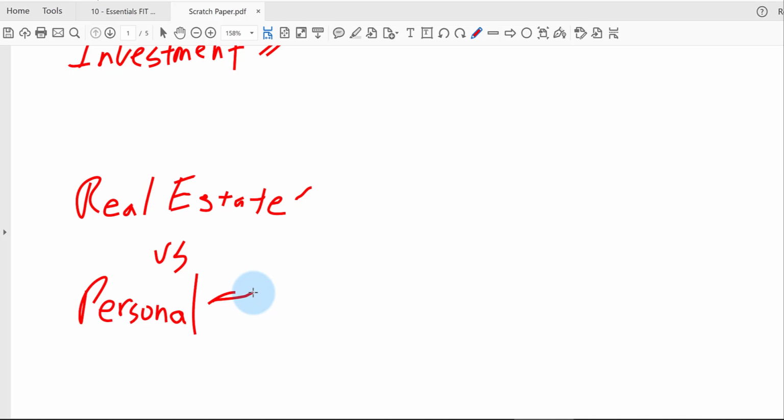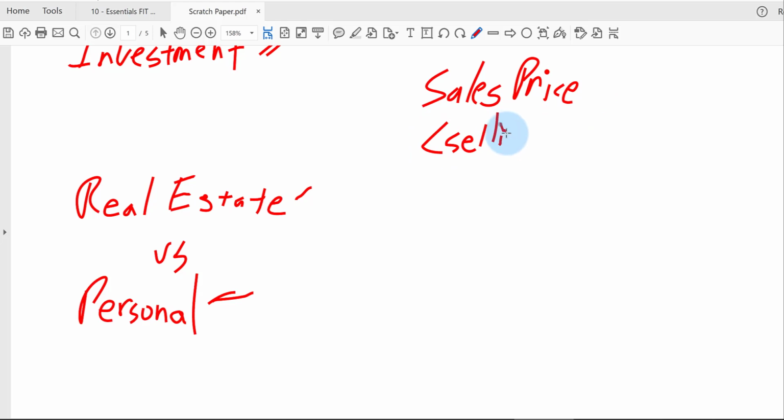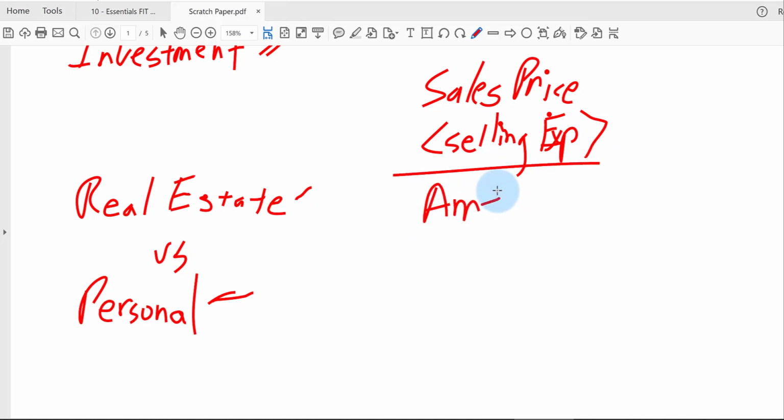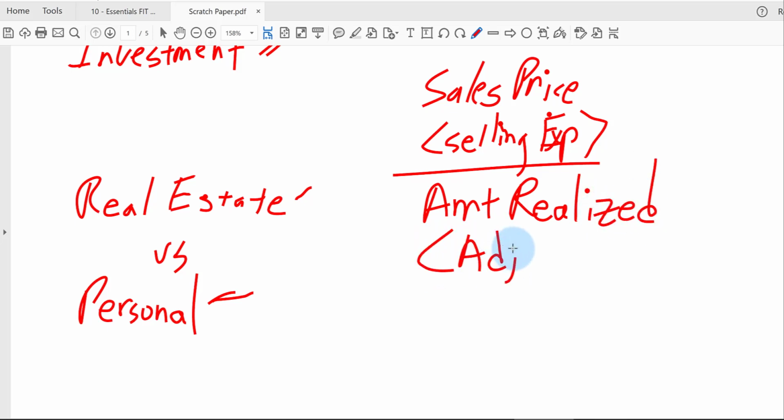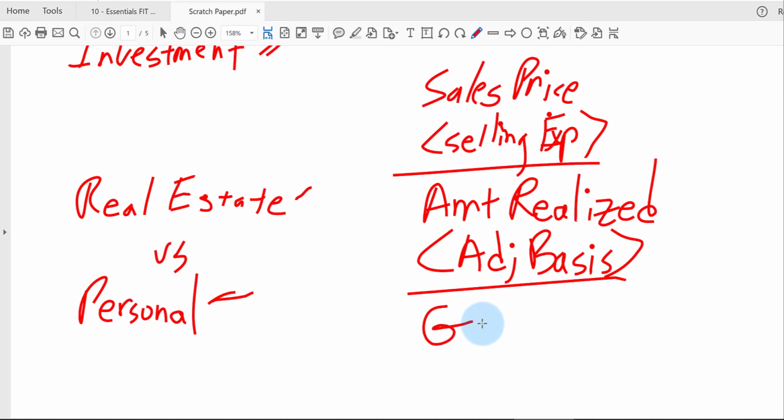Let's do that gain or loss calculation one more time again. Sales price minusing out the selling expenses will give us the amount realized. Then subtracting out the adjusted basis will give us either a gain if amount realized is bigger than adjusted basis, or loss, just the opposite.